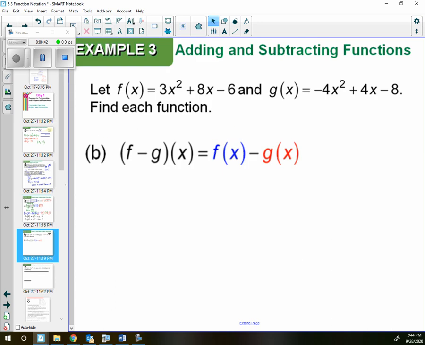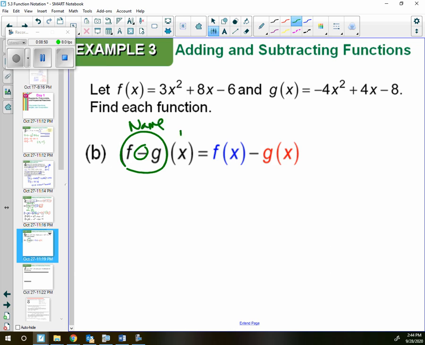Okay, well, guess what? If you see f minus g, again, this is the name of the function, and this is the variable that you're using to express it. I know that's a lot of things going on there. That is not multiplication. That means subtraction. So whatever symbol is in between the two function names, that's what they want you to do with those two functions. They want you to subtract the rules.